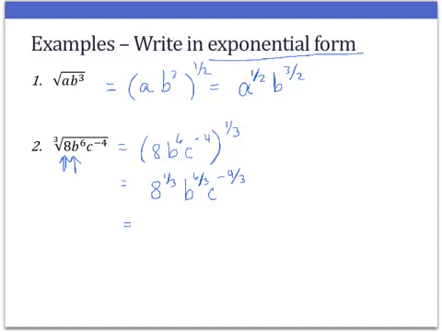Well, even if it says exponential form, you want to write it simplified. So the cube root of 8 is 2. And then you're going to have a b squared. And then you'll have c to the negative 4/3. And that doesn't simplify, so you're going to leave it as it is.